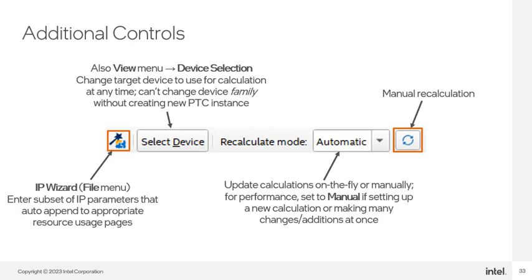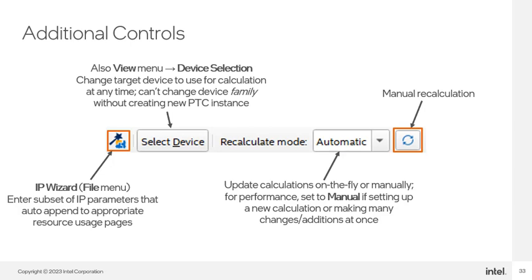Common options are available in a toolbar at the top of the PTC. The IP wizard, also available from the File menu, lets you easily add resource usage information to the calculator for commonly used IP. The wizard presents a list of IP available for the targeted device. Different IP are listed depending on the device selected. Choose an IP and fill in a subset of the IP's parameters. For example, for a DDR4 external memory interface, you would only need to enter basic information, such as the address bus width and the memory clock frequency. The required resources are automatically added to the appropriate resource usage pages of the PTC.